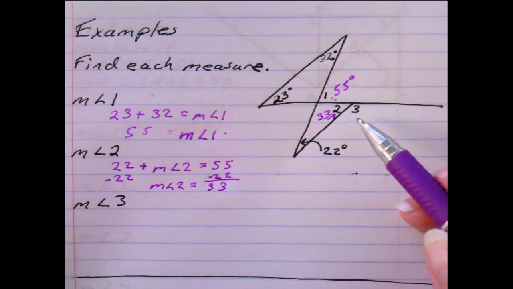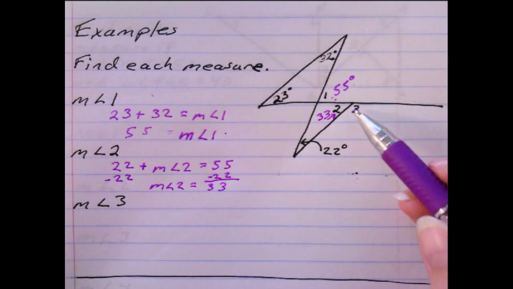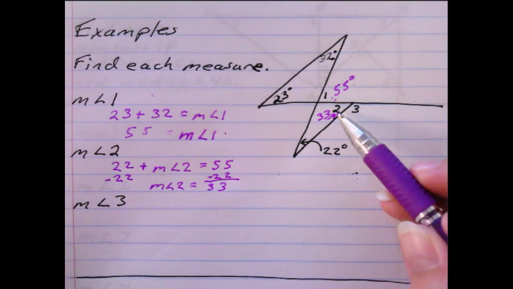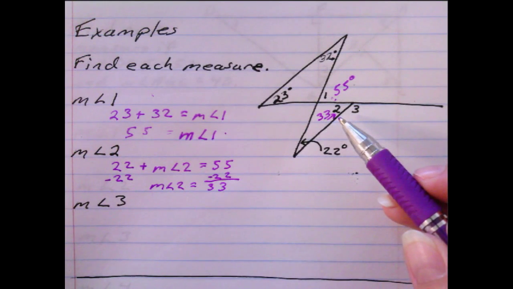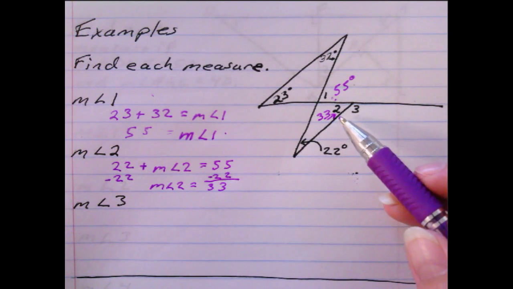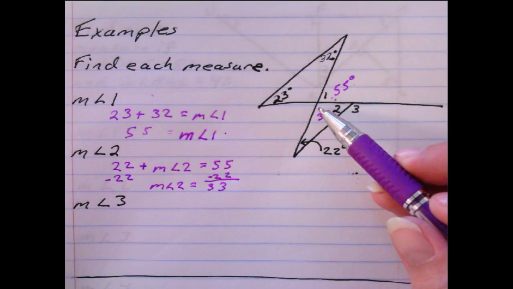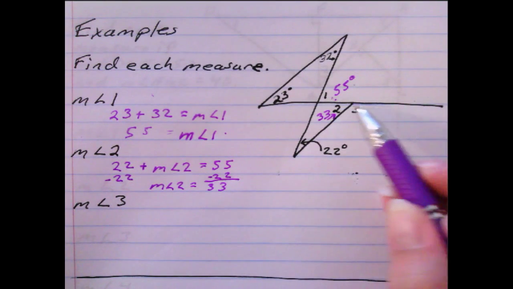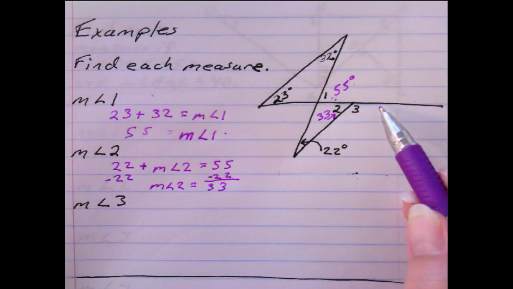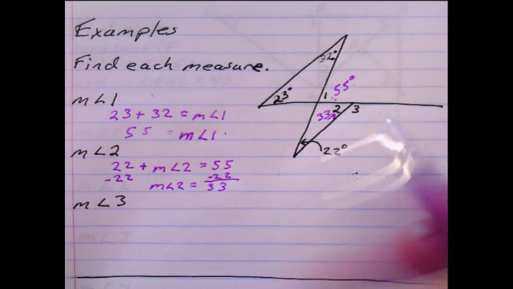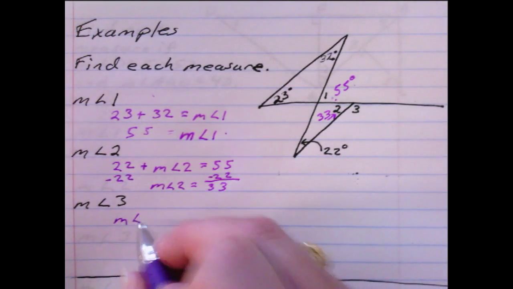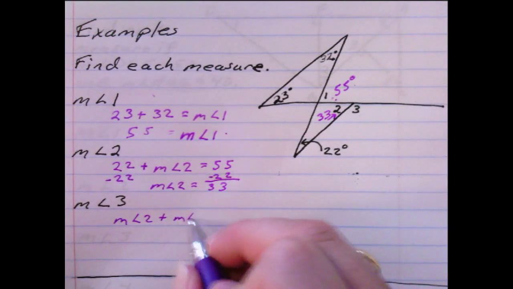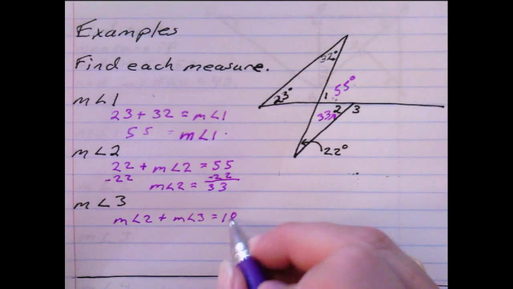Now to do number 3. Number 3 is just a little bit different. Number 3 is also an exterior, but angle 2 would be adjacent to it. So we can approach this a couple different ways. One, we could figure out this other angle in here, and then we could use our two remotes to find our exterior. The other thing that we can do is we know that this is a straight line. That's extending the side. So a straight line always adds up to 180 degrees. So if I add the measure of angle 2 plus the measure of angle 3, I should get 180 degrees.